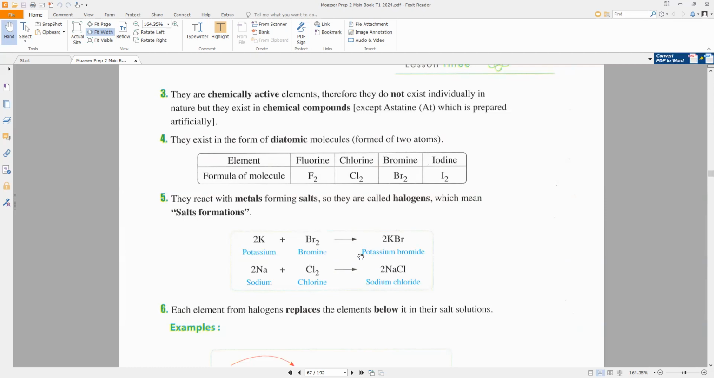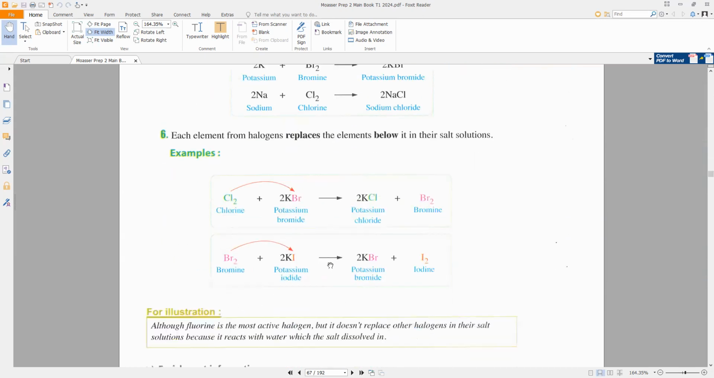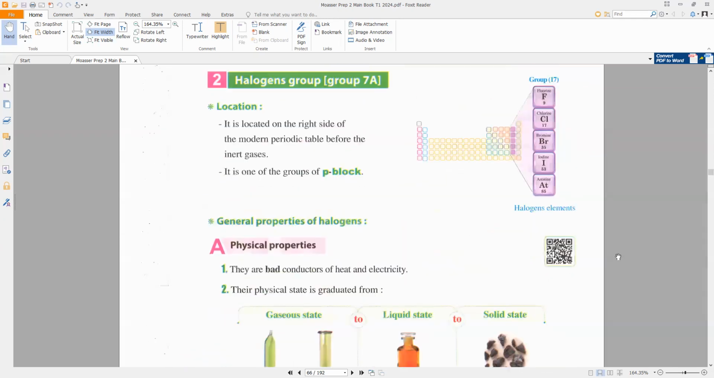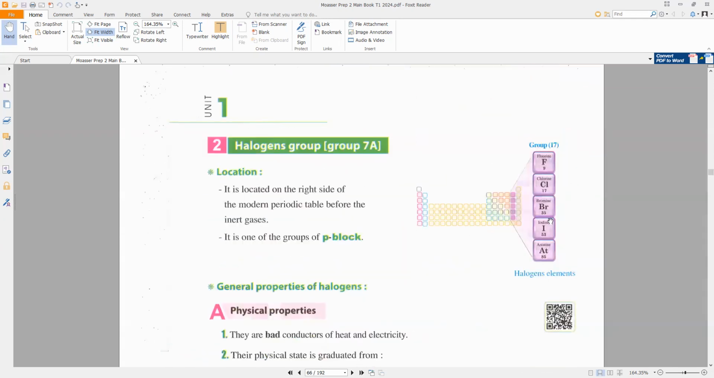So why do we call it halogen? Halogen means it forms salt. As we see, the activity of fluorine is the highest, then it decreases as we move to iodine. That means fluorine is more active than chlorine, chlorine is more active than bromine, and bromine is more active than iodine.